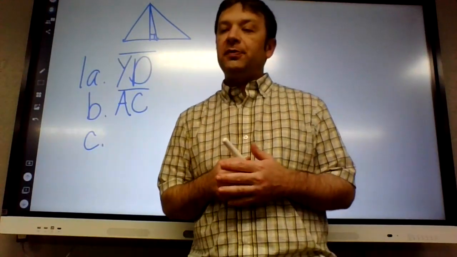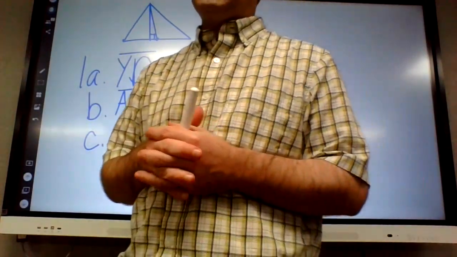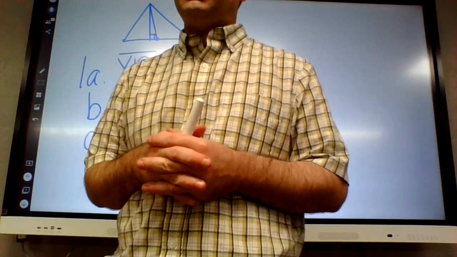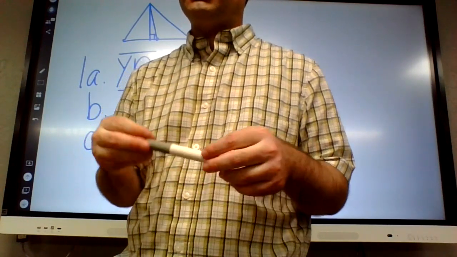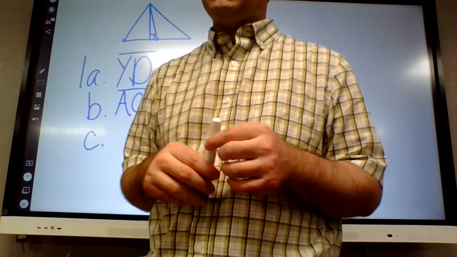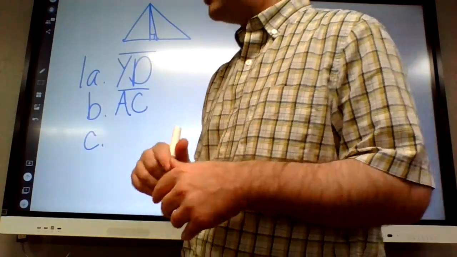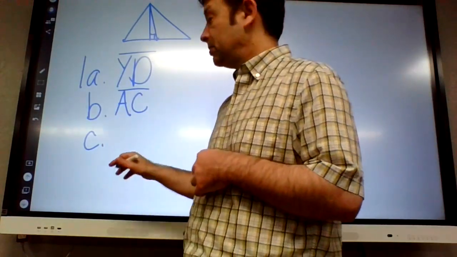Which of those segments is the altitude? Which line could be used to measure the height of the triangle? XB. It goes from the vertex perpendicular to the opposite side.